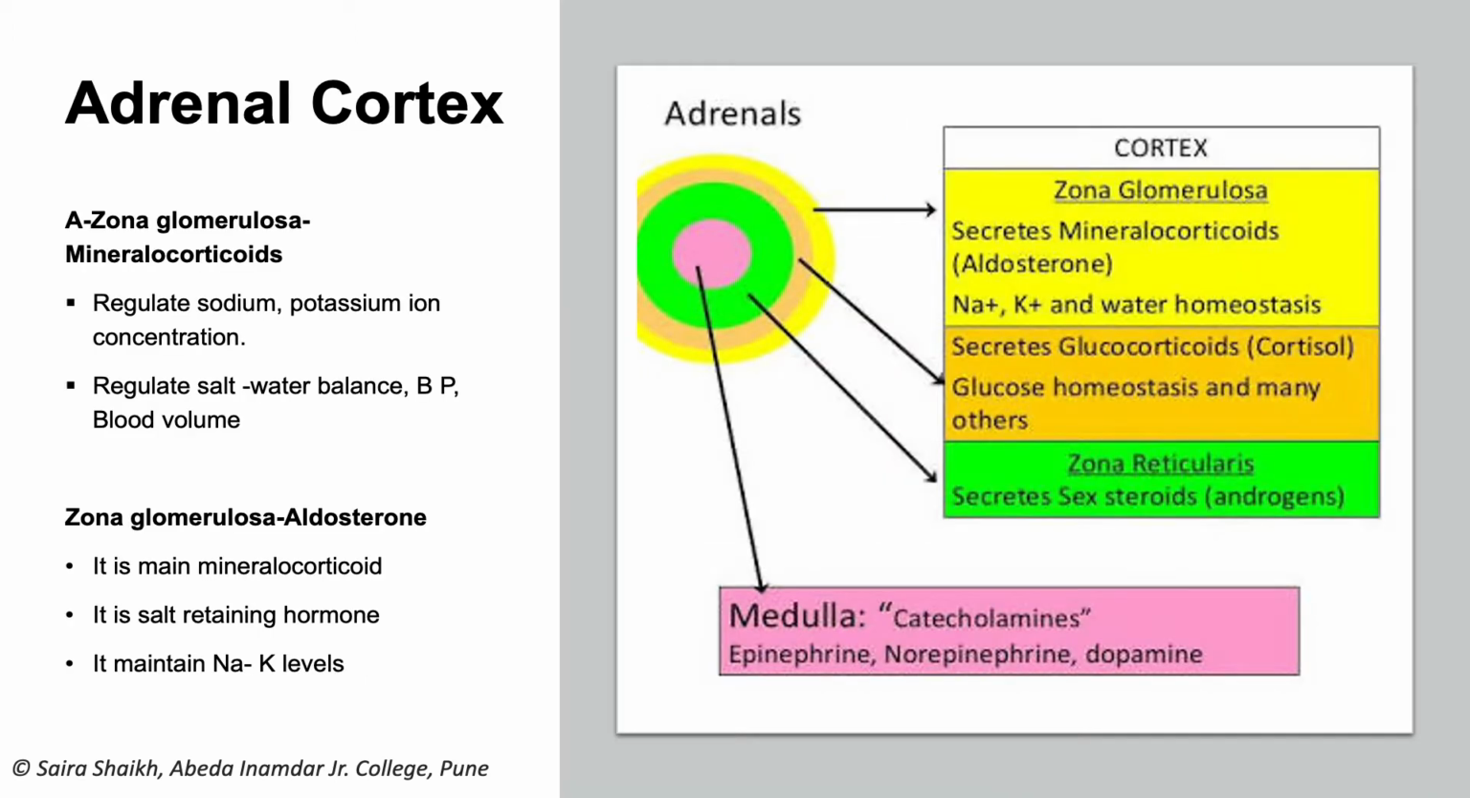Let us focus on the adrenal cortex. The adrenal cortex is made up of three layers. Zona glomerulosa is the outermost layer. It is responsible for mineralocorticoid secretion. The most important mineralocorticoid is aldosterone. Aldosterone helps to regulate sodium and potassium concentration.